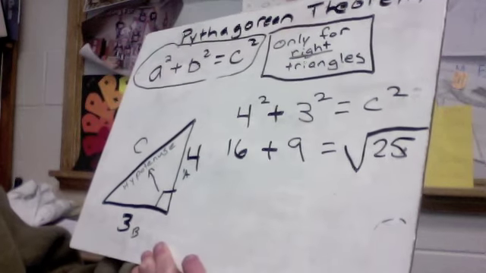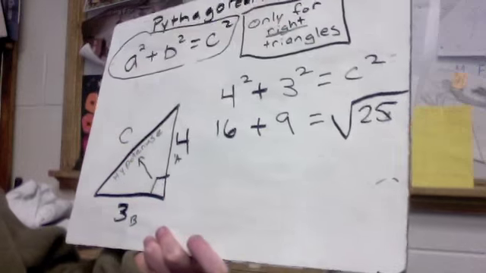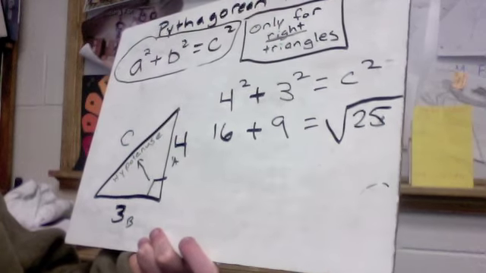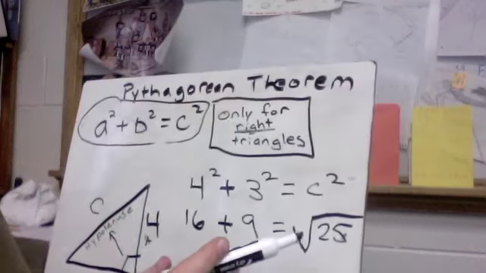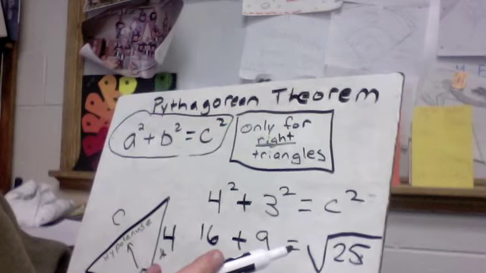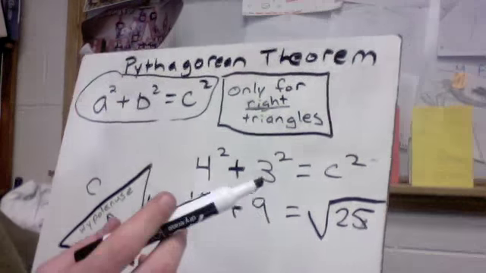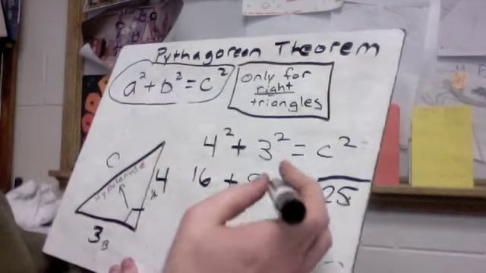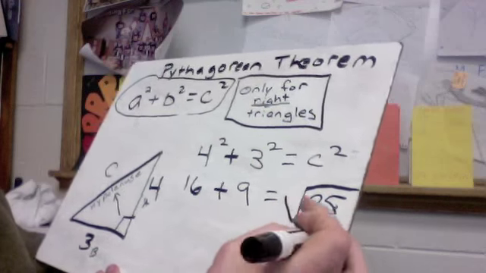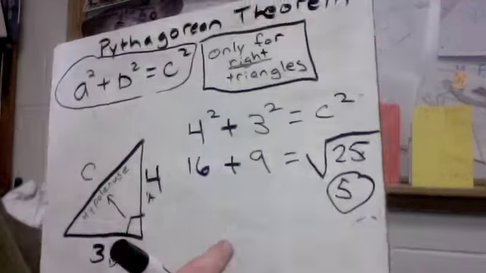Now, to find out the square root of 25, we have to take a number and times it by itself to get 25. 3 times 3 is 9. 4 times 4 is 16. We're getting closer. 5 times 5 is 25. So the square root of 25 is 5. 5 is our missing side.